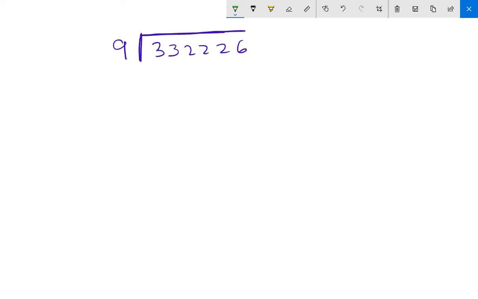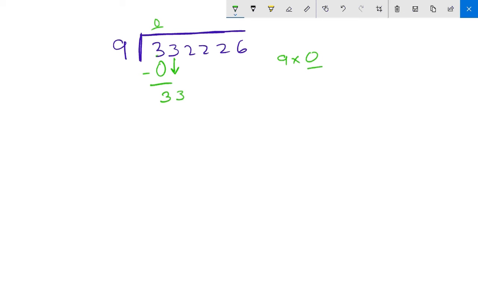I'm going to start with just the first number, and I know that it's lower than 9, so I'm going to do 0. How do I get 0? I did 9 times 0, and that I've put up here. 3 minus 0 is 3. I bet in your head you replied with 0. Bring down the next number, 33.